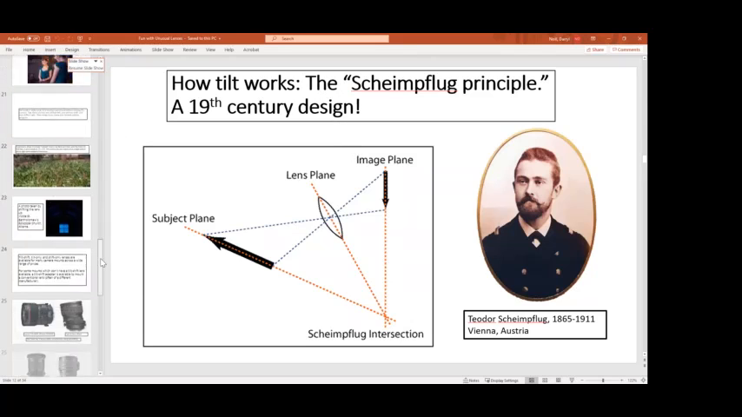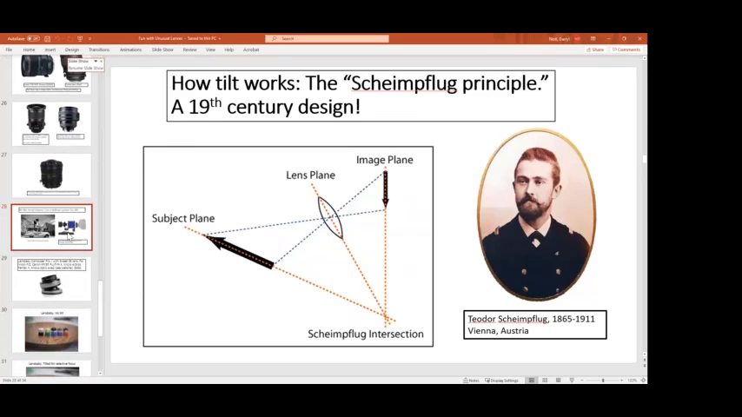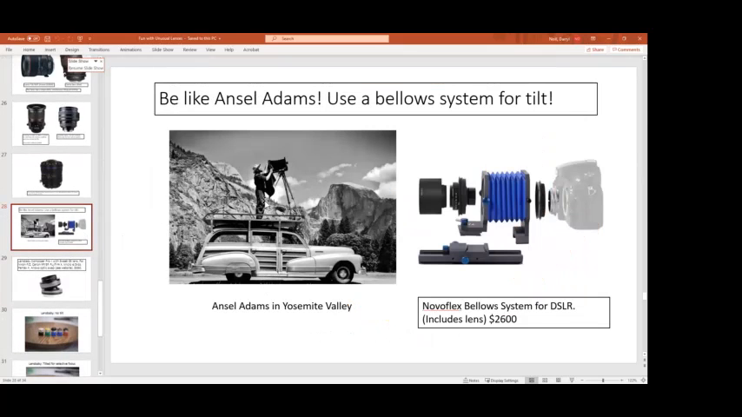All right, I'm going to zoom ahead. There you go. Here's a guy you may know with one of those. His name is Ansel Adams. Here's a bellows you can buy right now, but it is $2,600, and that includes the lens.